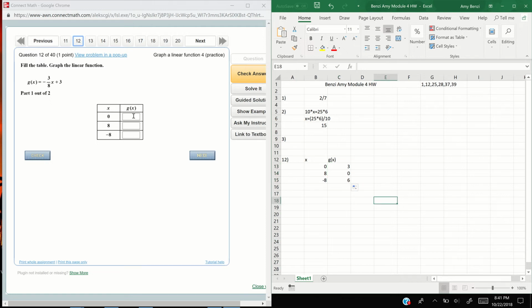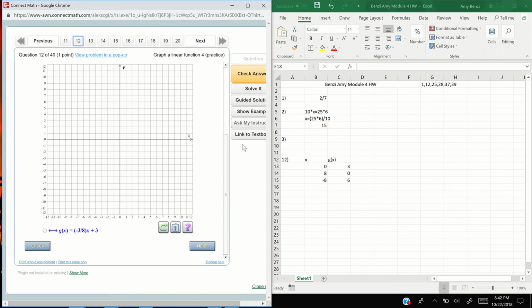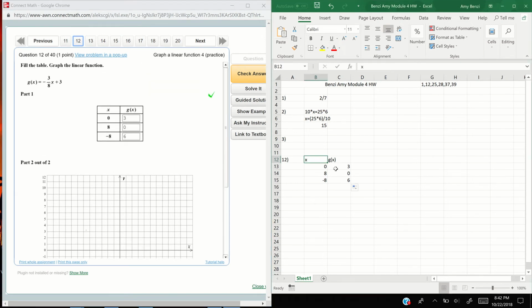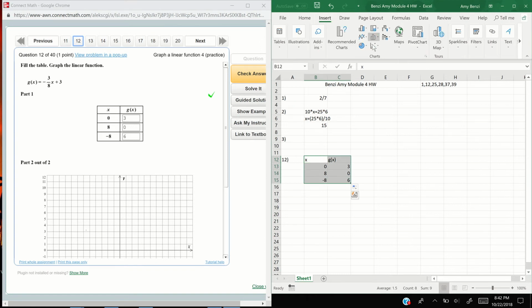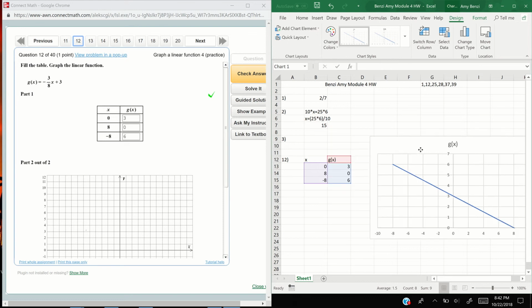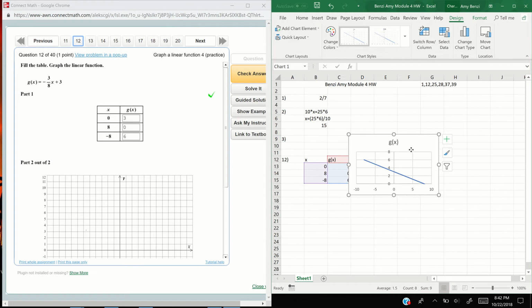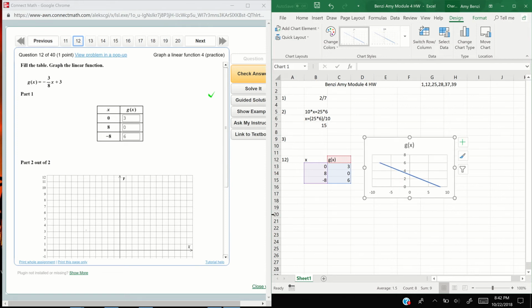So now I have my values here, 3, 0, 6, and voila, there I am. Uh-oh, what happened? Now it wants me to graph it. All right, so easy enough. I can just select this data here and insert a smooth line scatter plot if I want to. I can actually insert one with marks on it as well if I wanted to.